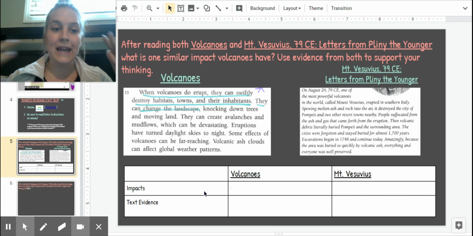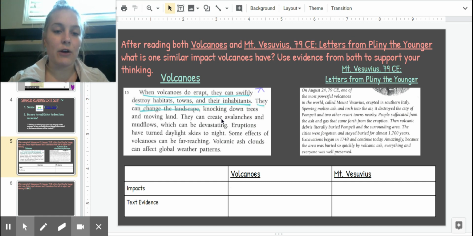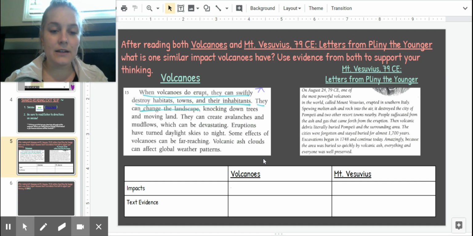We are going to work on integrating a thought. We are going to be using our chart below to help us. I've already snipped out a few paragraphs for us to focus on. So let's go ahead and read paragraph 15 of Volcanoes right here. We are going to be looking for the impact that volcanoes have. So eyes up on the screen.